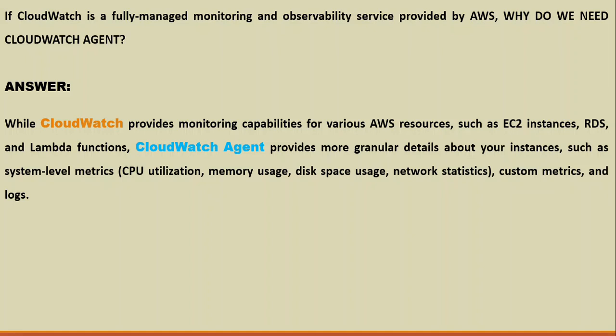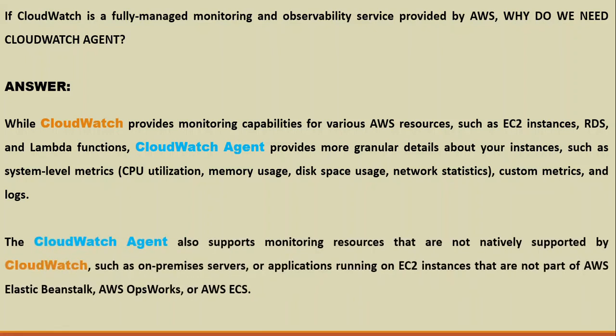A CloudWatch agent provides more granular details about your instances, such as system level metrics like CPU utilization, memory usage, disk usage, network statistics, as well as custom metrics and logs. The CloudWatch agent also supports monitoring resources that are not natively supported by CloudWatch, such as on-prem servers or applications running on EC2 instances that are not part of AWS Elastic Beanstalk, AWS OpsWorks, or AWS ECS.